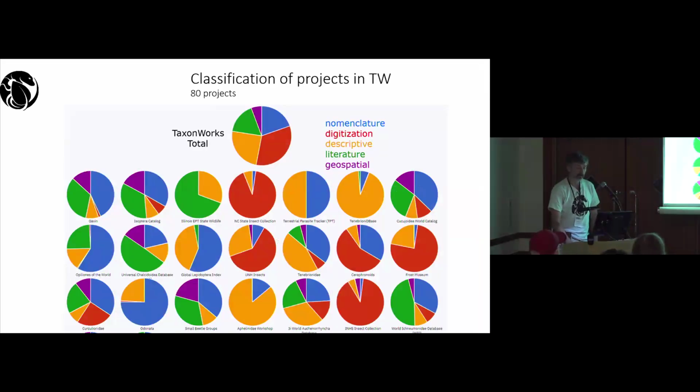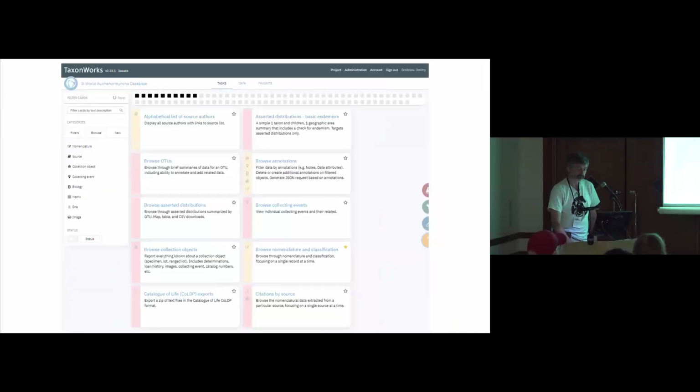Last time I checked, it was 80 projects in production. We try to classify those a little bit. There are nomenclatural projects, mostly in blue, digitization or collection management projects in red, descriptive, it could be interactive keys for identification or other data, literature in green, and geospatial. As you see, there's a variety of projects in the system.